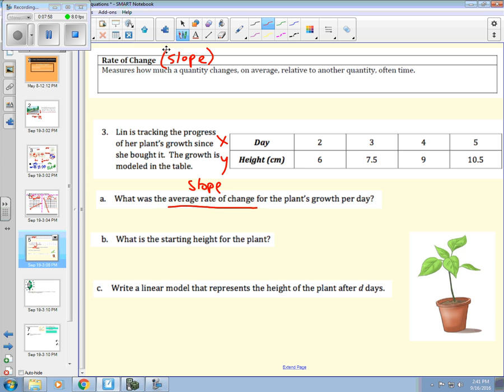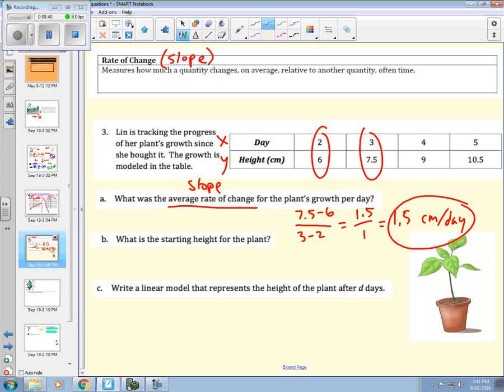So our average rate of change is going to be how much it changed per day. And you can get that by picking 2 points here. Let's pick the first 2 and find that out. So we want to subtract our y's on top, 7.5 minus 6, over our x's, which is the time here on bottom, 3 minus 2, and the result should tell us how fast this is growing on average. On top we get 1.5, on bottom we get 1. 1.5 divided by 1 is 1.5, and then the units would be centimeters per day. So on average it's growing 1.5 centimeters each day.